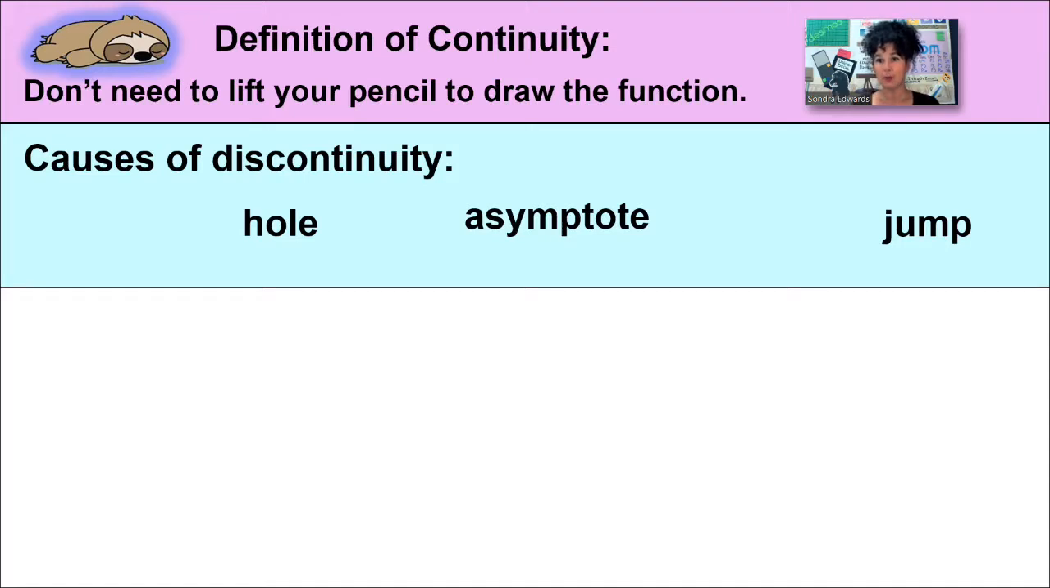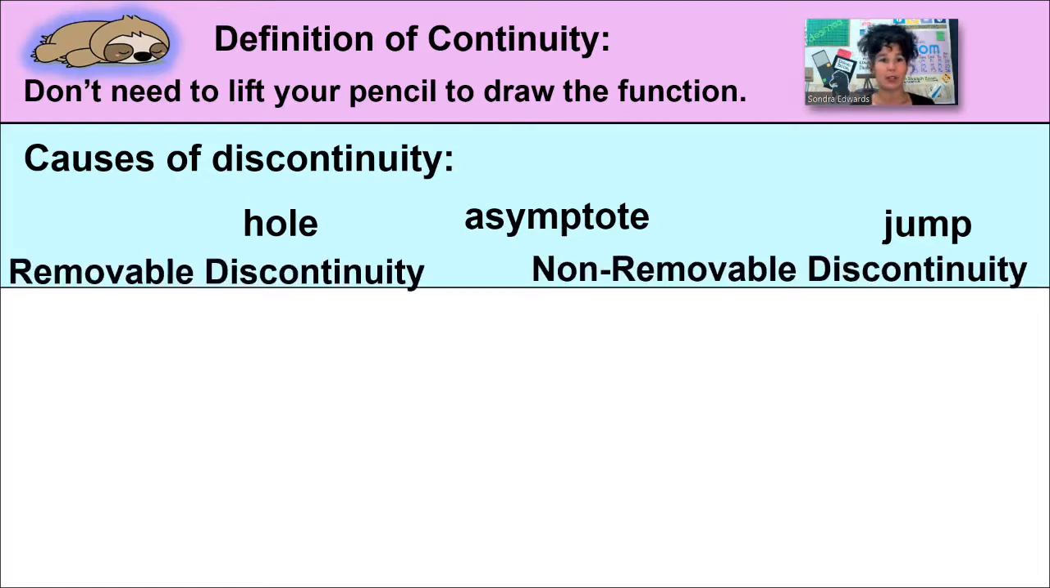Similarly at jumps or breaks, sometimes they're called breaks, if I start drawing and then I have to lift my pencil and then I go to another spot and then I keep on drawing, since I lifted my pencil, the function would not be continuous there. So functions are not continuous at holes, asymptotes, or breaks, sometimes known as jumps.